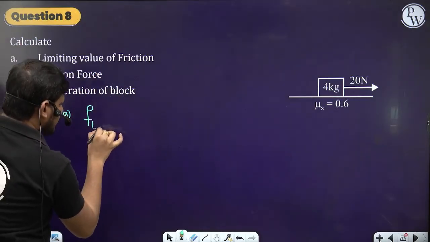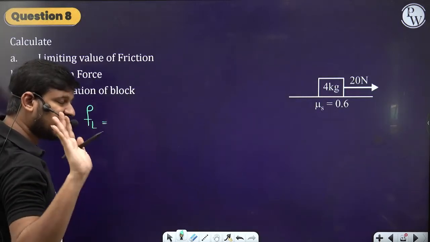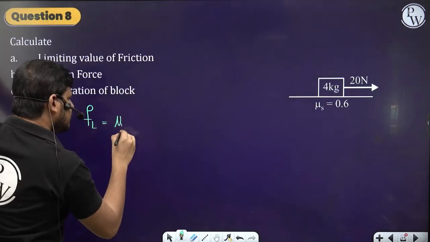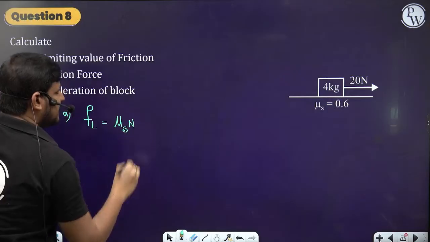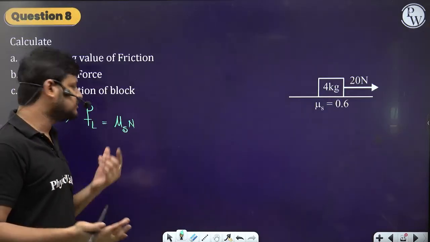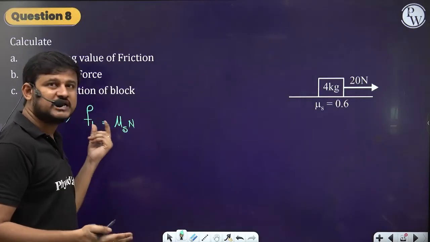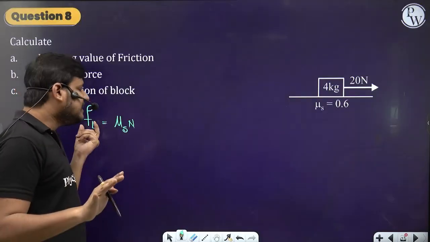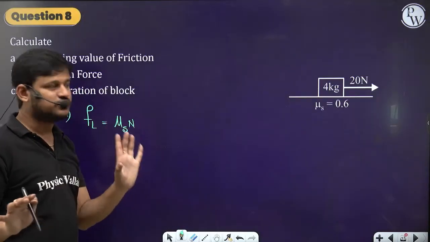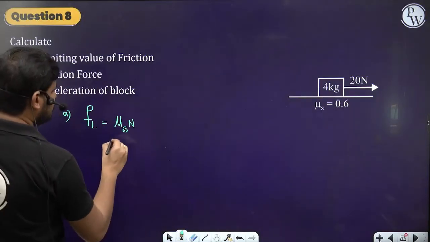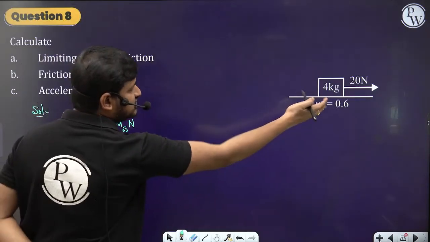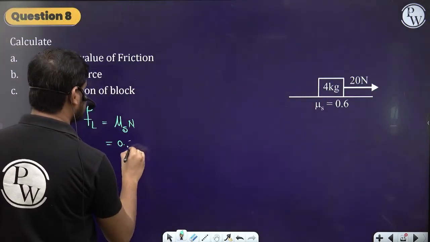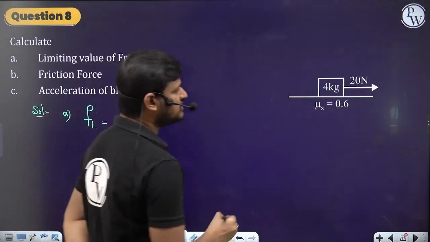What is the limiting value formula? Limiting friction has a formula which is mu s into N. Kinetic friction is equal to mu k into N. So then mu s into N is the limiting friction. So what is the mu s according to the given question? 0.6. 0.6 into normal. What is the normal here?